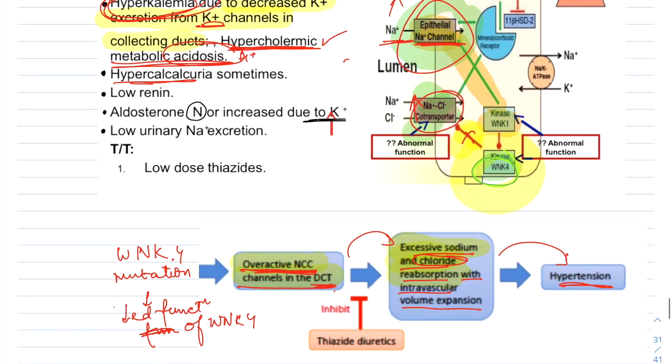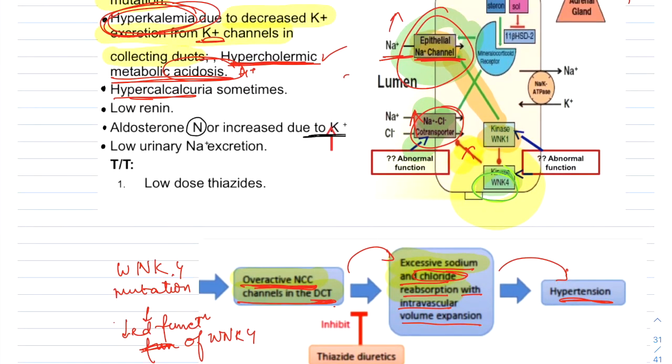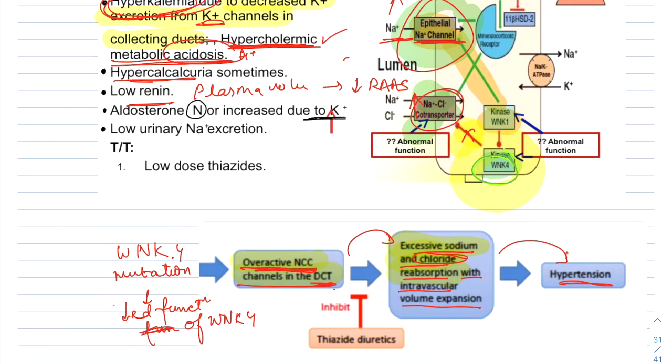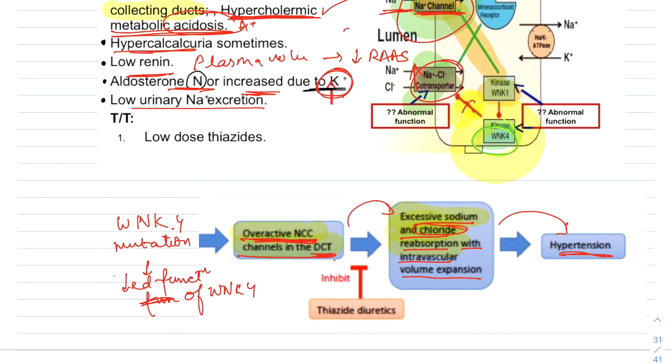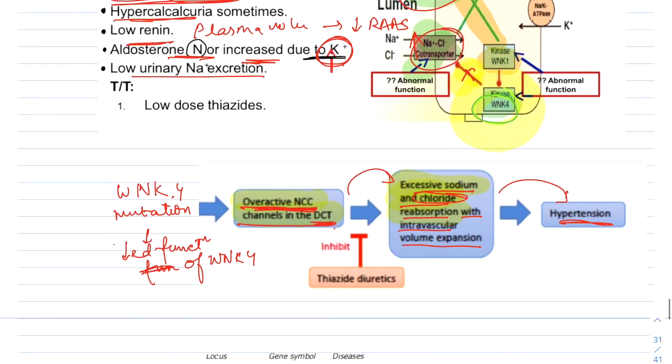Hypercalciuria can also occur sometimes because of excessive plasma volume expansion. Plasma volume expansion occurs, so there will be suppression of the RAS, and therefore low renin occurs. But aldosterone may be normal or increased because potassium is high. High potassium causes aldosterone secretion to throw out the potassium from our body. Okay. Since reabsorption of sodium is high, low urinary sodium excretion occurs.